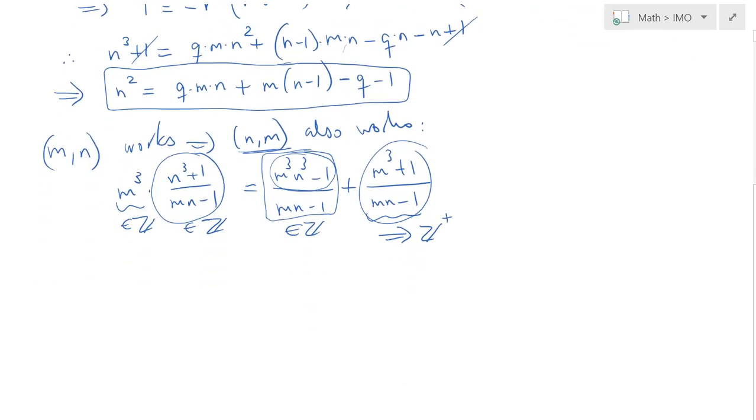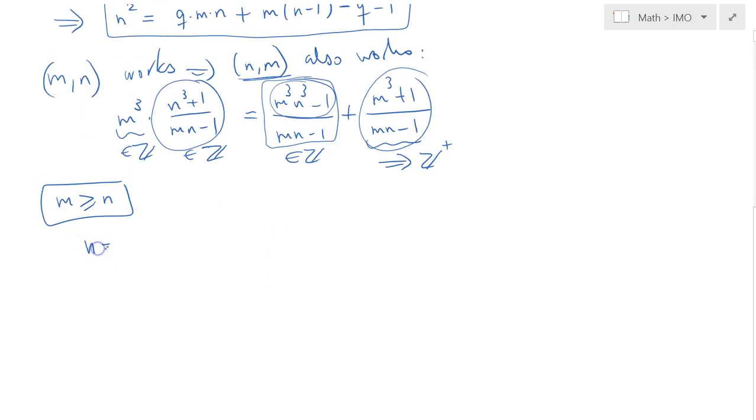So therefore I can, without loss of generality, make the following assumption, that m is greater than or equal to n for the rest of the discussion, and each time I would also consider the symmetry between m and n, and consider the pairs in symmetry.